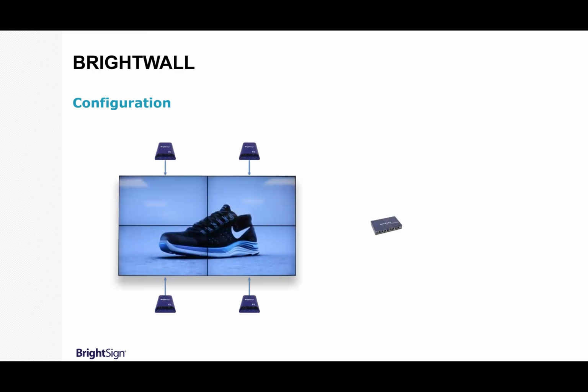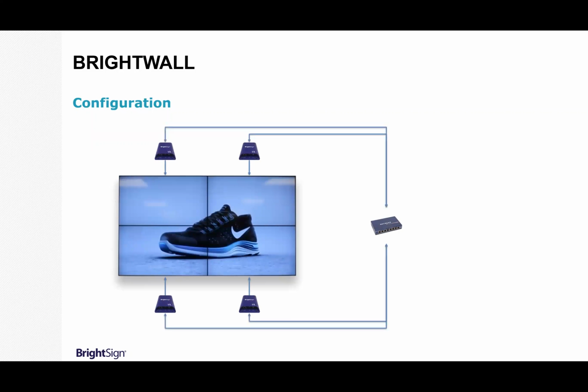I need a data switch. It should be a simple unmanaged switch that will allow the players to communicate with each other. This is how they maintain frame accurate sync. And as a matter of fact, the accuracy is so good that the players don't drift. One player will set up a clock reference that the others will follow, and they will maintain frame accurate sync for as long as the project runs.